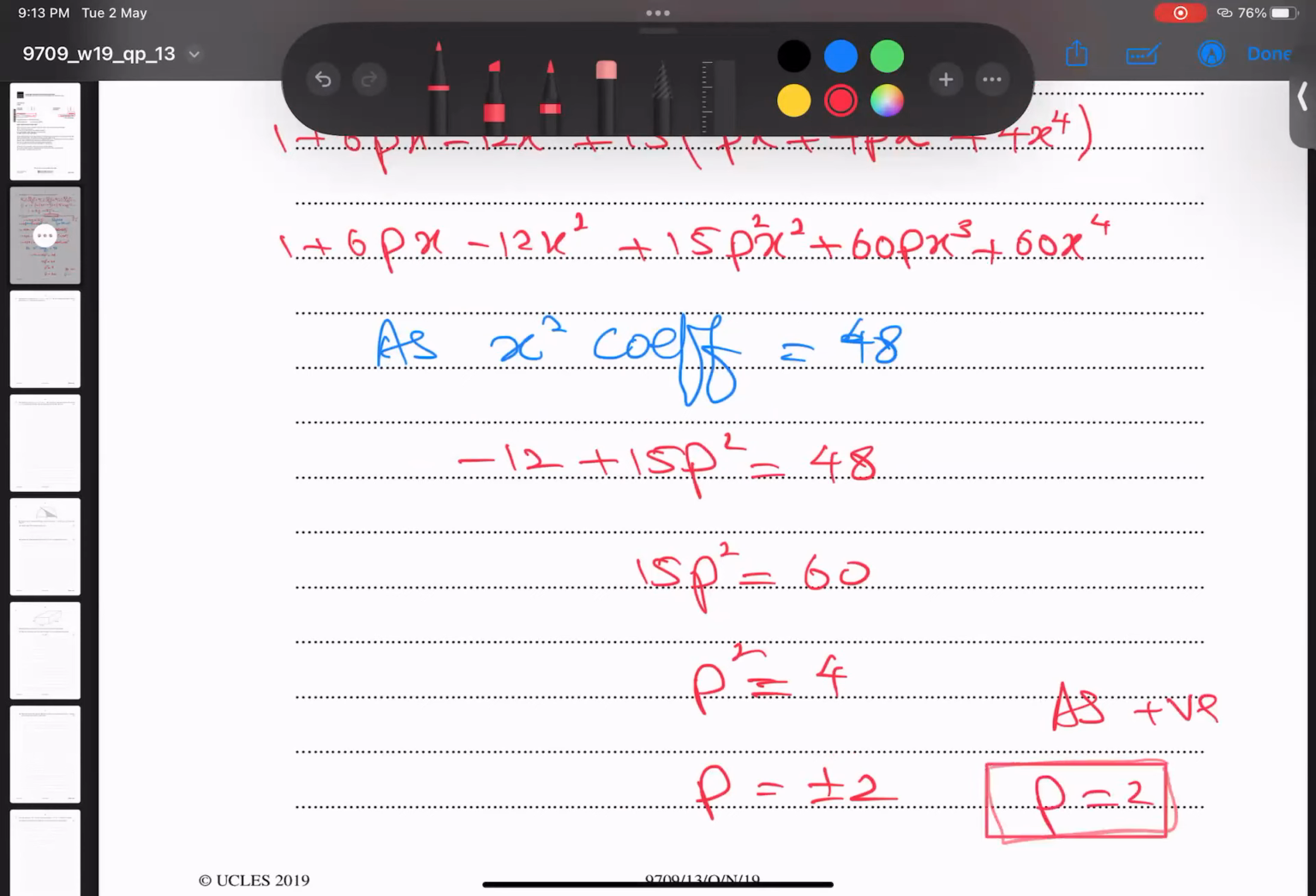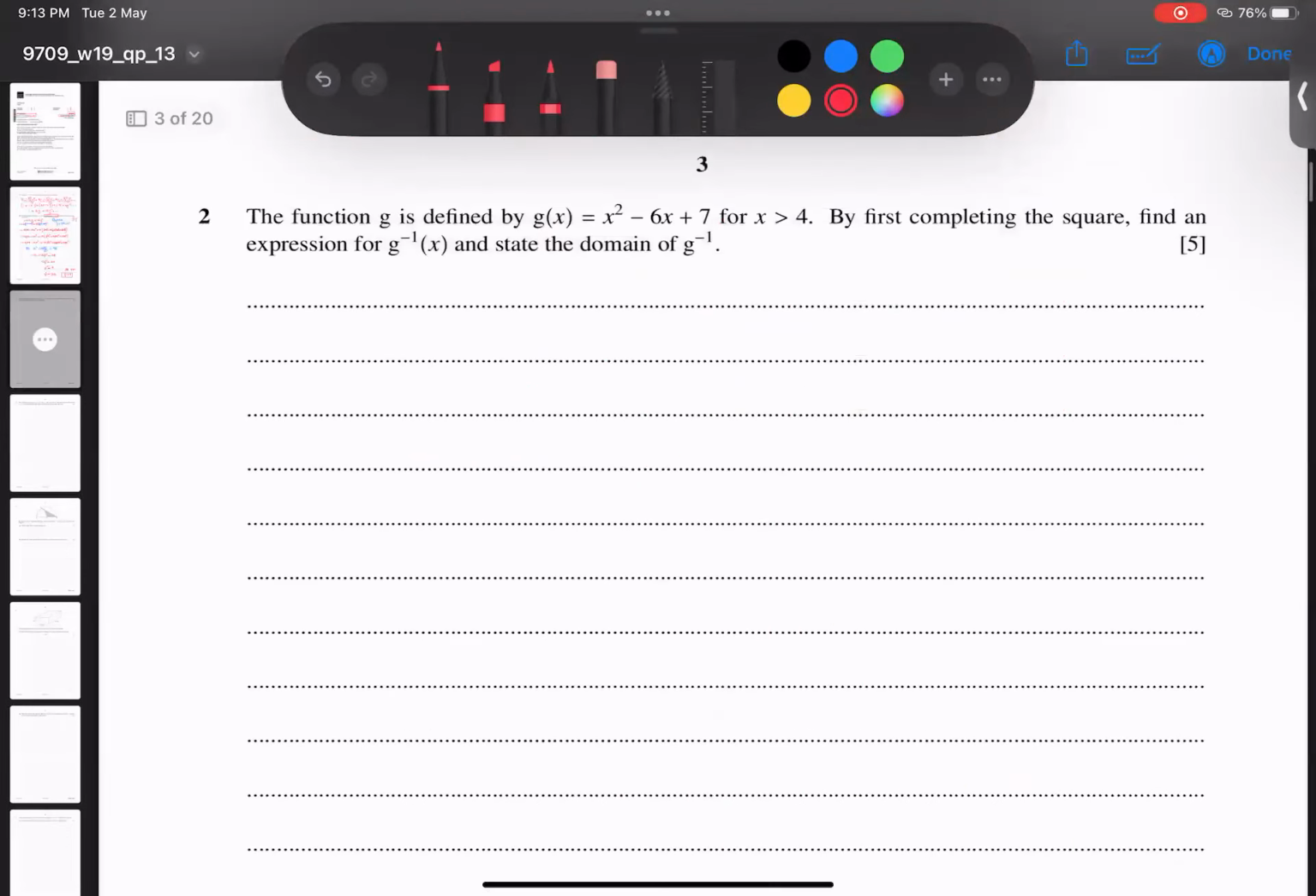So alhamdulillah rabbil alameen, I believe the concept is very, very clear. And let's go to the next question.